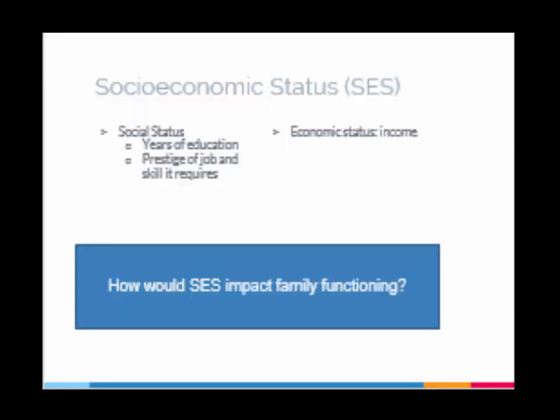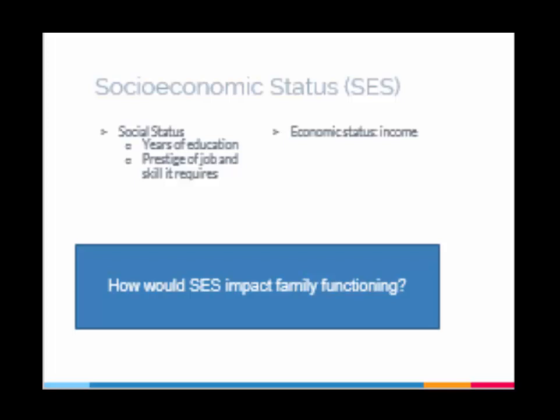Another environmental influence that I want to spend more time talking about is socioeconomic status, or SES. The socio piece of socioeconomic status is your social status. So this consists of years of education and the prestige of your job, as well as the skill it requires. The economic piece of socioeconomic status is your income. So socioeconomic status is an index of a family or an individual's social position and economic well-being based on years of education, prestige and skill level of your job, and income.